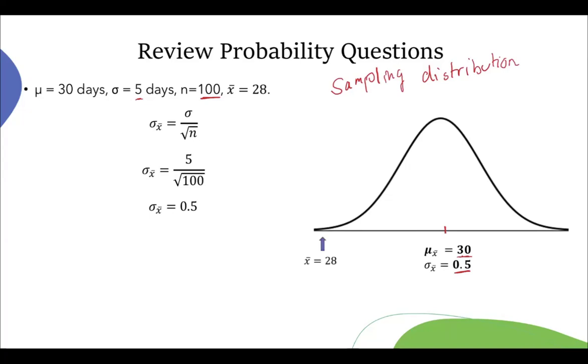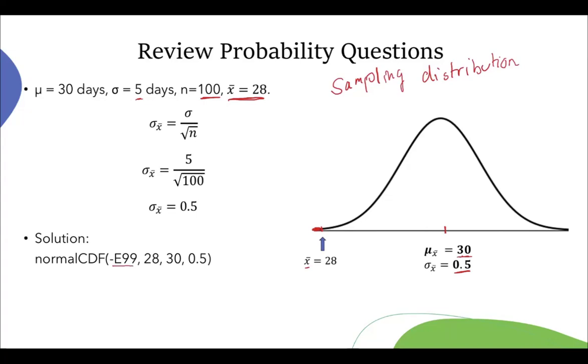Okay, the x bar of 28 is what the problem provided us, and we were to find the probability of a sample mean being 28 days or less. So we were to calculate the area to the left of 28. That's a really small piece of area. So we're going to go to the calculator again.